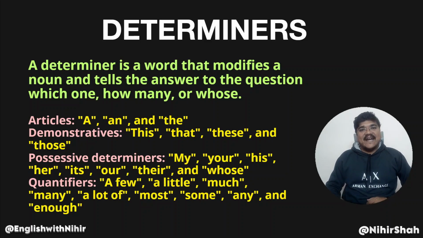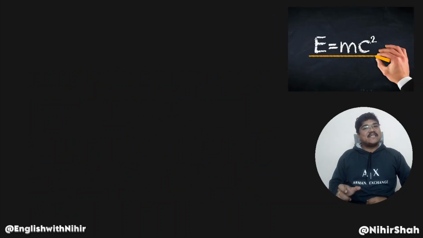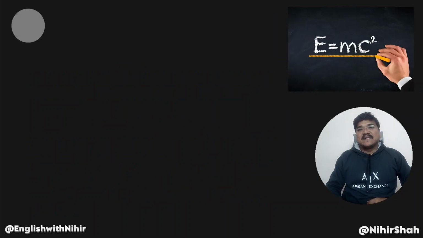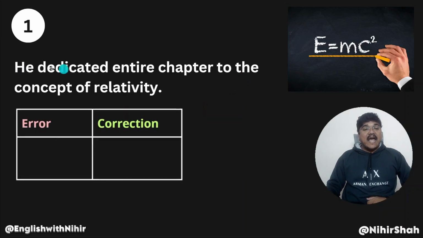Now, let's understand the 10 common mistakes that we make while solving questions related to determiners. The first sentence is on your screen. He dedicated entire chapter to the concept of relativity. Can you find the error in this sentence and correct it? I hope you would have done it.